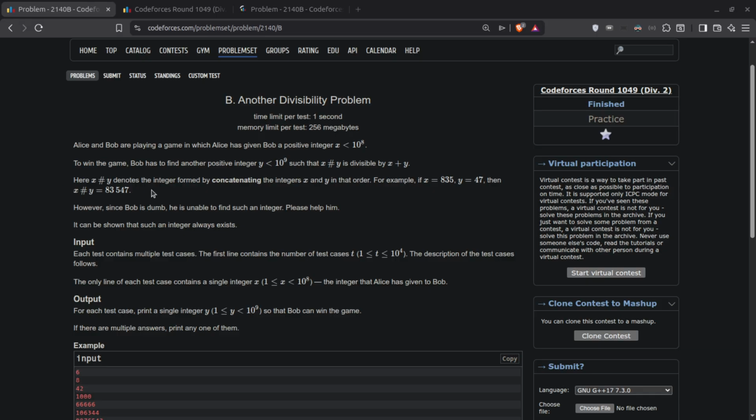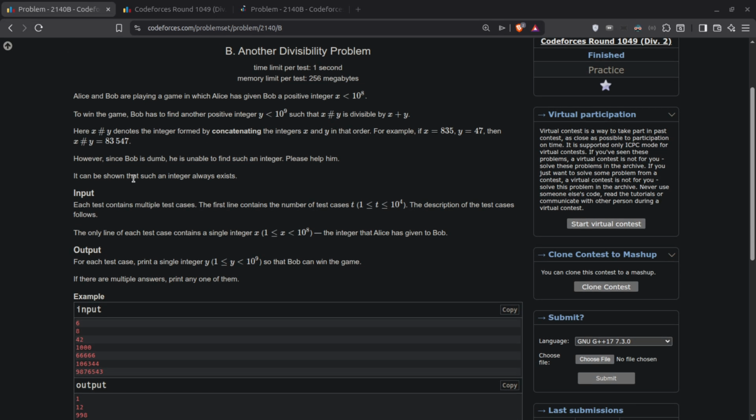Here the concatenation denotes the integer formed by concatenating these two integers, like x is 835 and y is 47. Then we will concatenate them like this, and then we will divide that number by their sum. However, since Bob is dumb, he is unable to find an integer. Please help him. It can be shown that such an integer always exists.